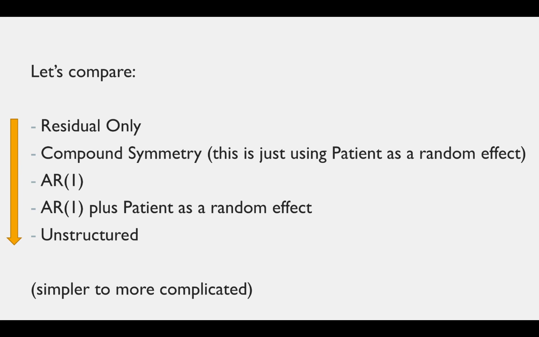Compound symmetry, again, doesn't take into account our correlations. It says there's just one correlation across all the times. So probably not a great idea. AR1, though, that's maybe a good idea. And we could also do a variation of AR1 where we put patient in as a random effect as well. And then we have the unstructured we already looked at, that we can compare to these other methods. So we think AR1 or AR1 with the patient as random effect are probably going to be the best methods here.